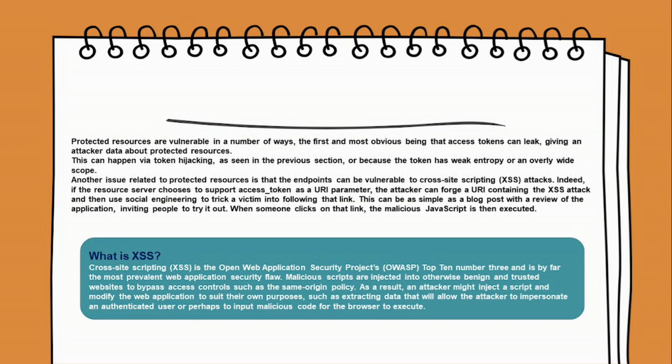Another issue related to protected resources is that the endpoints can be vulnerable to cross-site scripting attacks. Indeed, if the resource server chooses to support the access token as a URI parameter, that is one of the methods of using the access token, the attacker can force a URI containing the XSS attack, that is a cross-site scripting attack, and then use social engineering to trick a victim into following that link. This can be as simple as a blog post with a review of the application, inviting people to try it out. When someone clicks on that link, the malicious JavaScript is then executed.